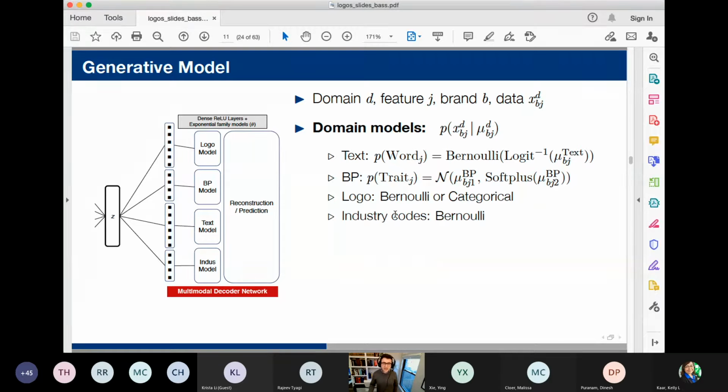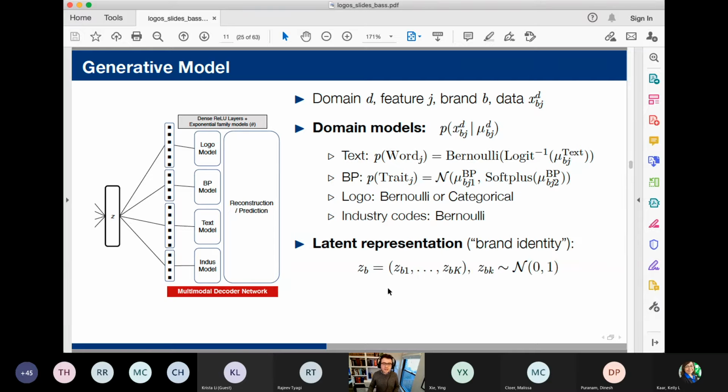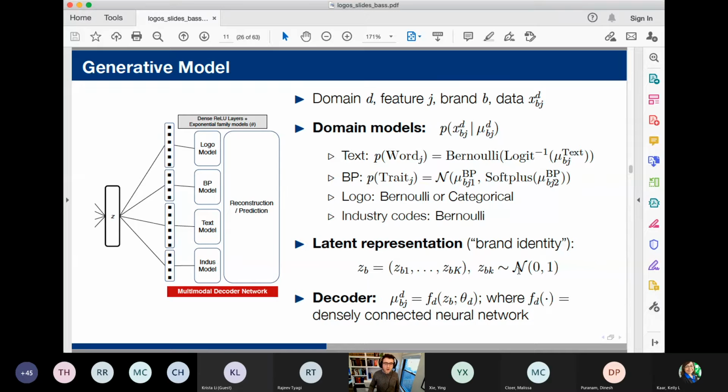The issue, of course, is how do we estimate a parameter for every given brand, for every given feature, for every given domain? The trick is that those mu's are directly learned from that Z. Remember, this Z, that brand identity, can be viewed as the sufficient statistic of the brand, the essence of the brand. Given that latent representation, which we model through a standard assumption in the VAE literature, a normal 0, 1 prior, each of the parameters is viewed as a function of that Z, a function which we estimate with a fairly simple neural network.